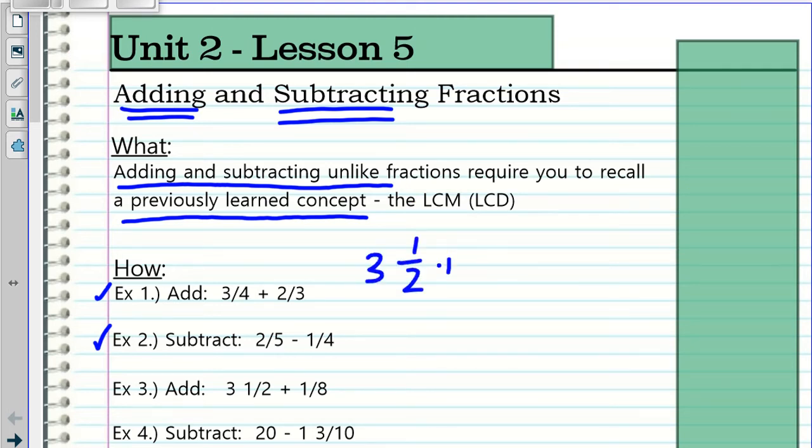3 1/2 plus 1/8. By the way, that's how I write 3 1/2 when I type it, okay? Because I couldn't write it in otherwise. Now, here we got a little bit of a problem because this is a mixed number. So you gotta take that into account. So you gotta turn that into an improper fraction first. And then you can add it to 1/8. So what is this as an improper fraction? See if you remember.